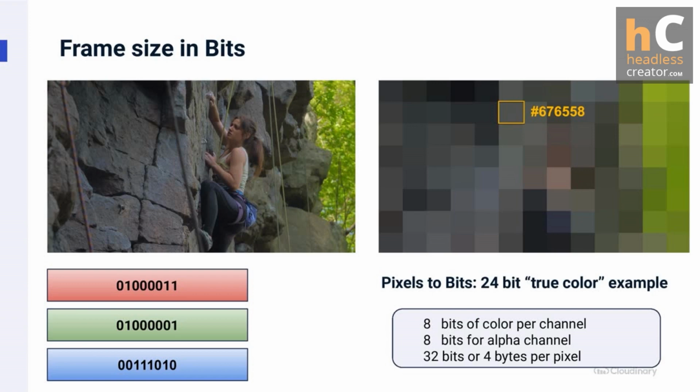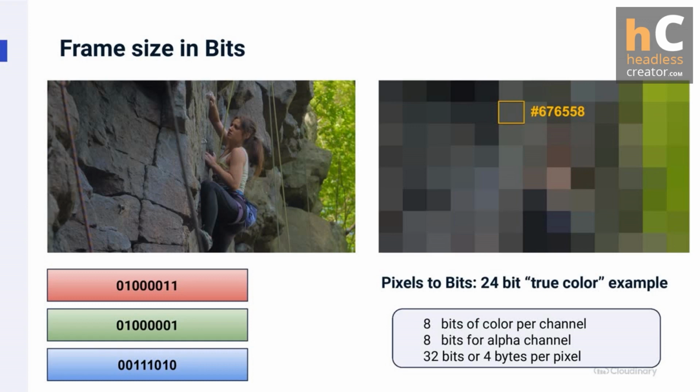Each pixel is described by a color channel. Right here, I've pulled out one and I'm expressing it in a hex value. That hex value in turn breaks down into bits. Now, there are many different ways that color can be put together in these pixels. I'm using a 24-bit true color example. That means that for red, green, blue, which I might use on the web, I'm going to have 8 bits per color. And then I'm going to have an additional 8 bits for an alpha channel for transparency. So altogether, I'm going to have 3 times 8 plus 8, which is 32 bits or 4 bytes per pixel.